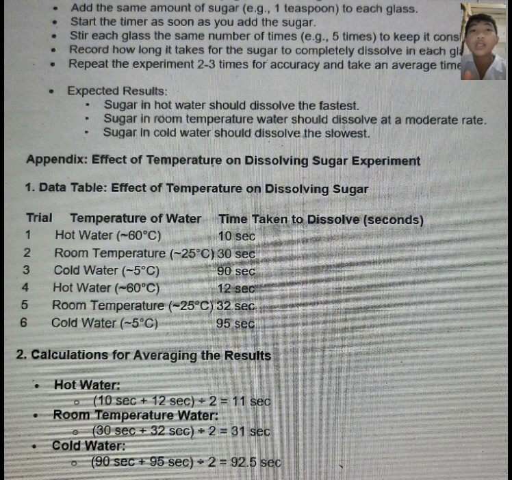Calculations for averaging the results. Hot water: 10 seconds plus 12 seconds divided by 2 equals 11 seconds. Room temperature water: 30 seconds plus 32 seconds divided by 2 equals 31 seconds. Cold water: 90 seconds plus 95 seconds divided by 2 equals 92.5 seconds.